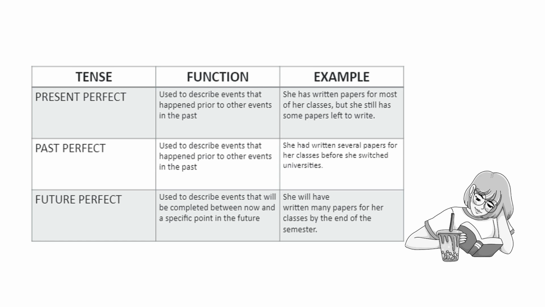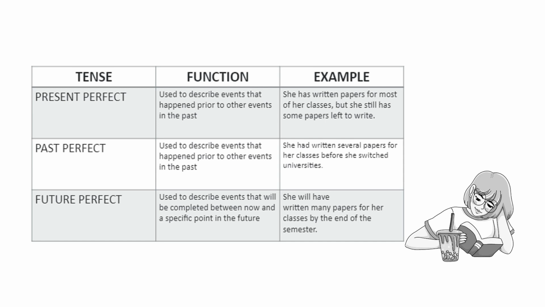Let us see the example. She will have written many papers for her classes by the end of the semester. Here, she is the subject, written is past participle of the verb, and many papers is the object.